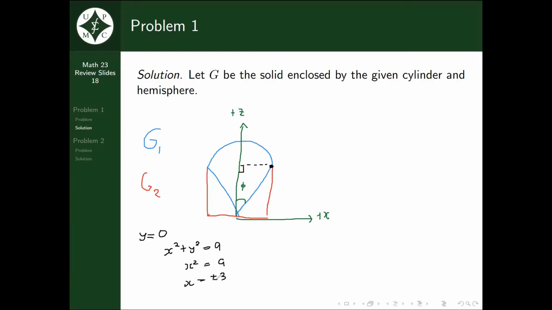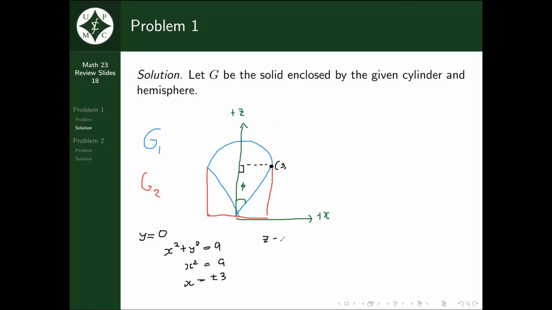Now, there's two answers here. Minus 3 would be what would happen if we took phi on the other side. But since we're taking phi on the positive x-axis, we'll take positive 3. So we know that this is 3, and then the z-coordinate. We don't know what the z-coordinate is yet. However, we can find it by using the equation of the hemisphere because now we know x.